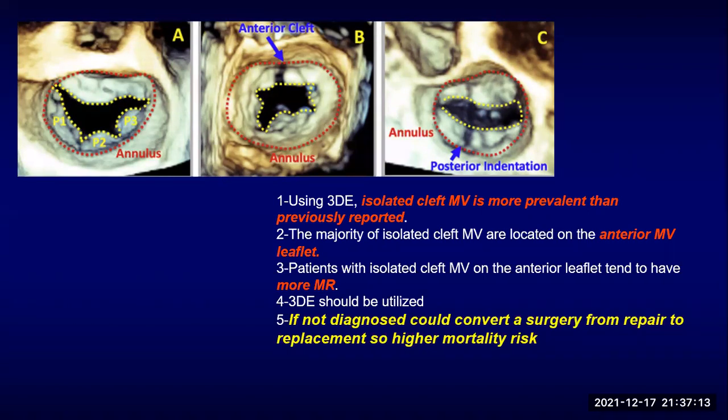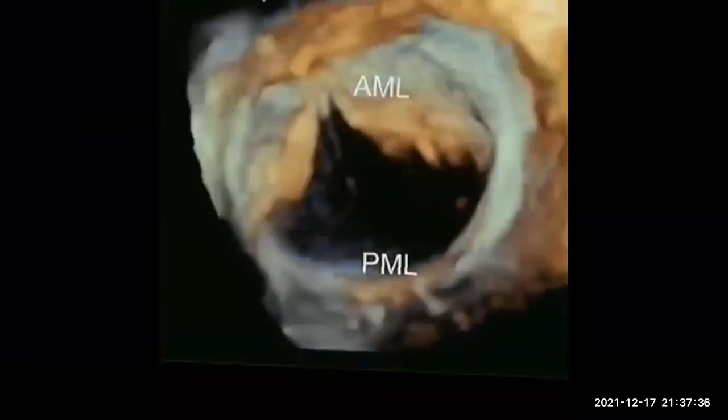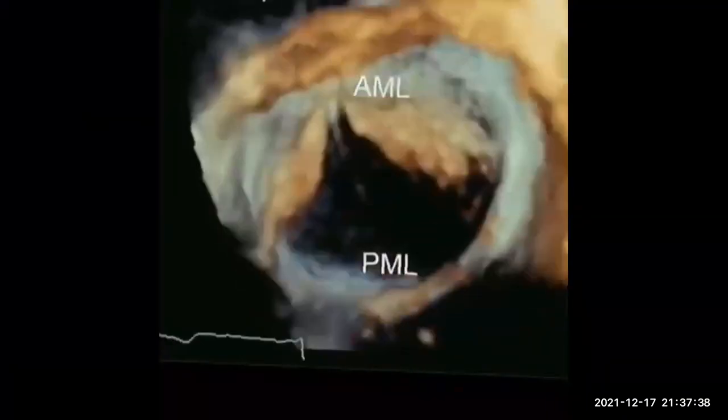Patients with isolated cleft on the anterior mitral valve tend to have more mitral regurgitation. And it is important to diagnose cleft because if it is not diagnosed, we could convert a patient in need of a repair to a replacement, and this will have a higher risk of mortality. Okay, this is a mitral cleft of the anterior mitral leaflet.